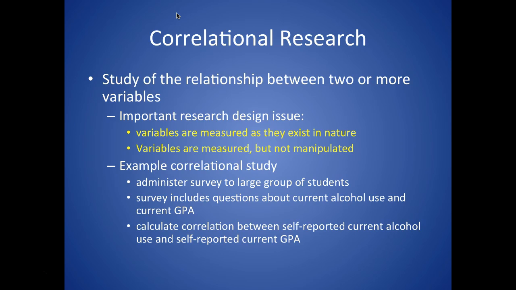So anyway, the way to start here is a study of a relationship between two or more variables. Now, to begin with, a variable is anything that can have more than one value, which is almost everything. Height, weight, temperature, sexual orientation, gender, male, female, almost anything.